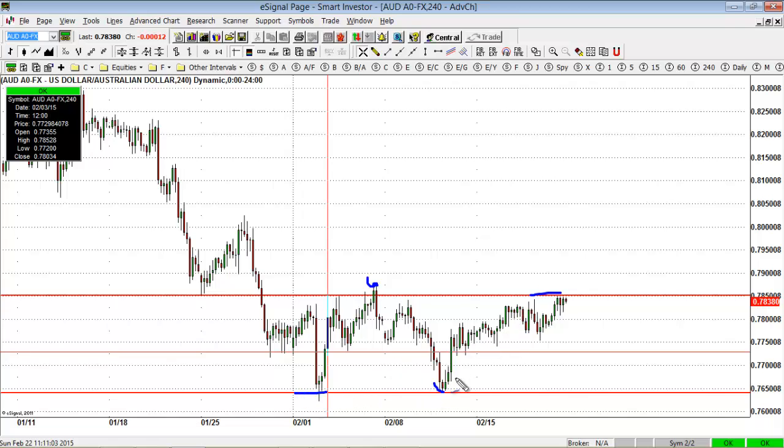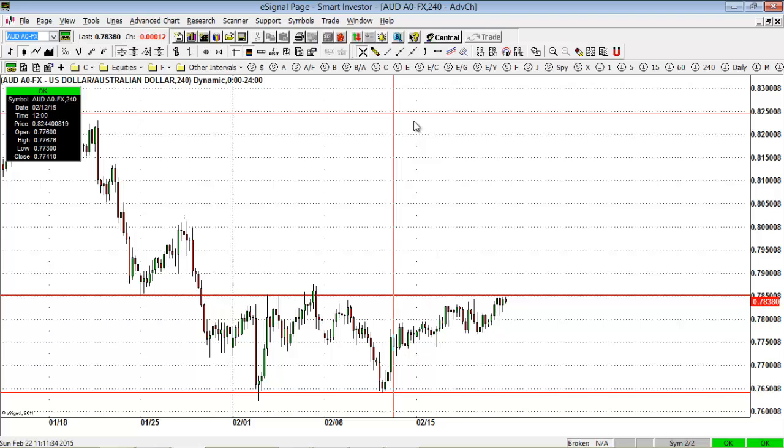So let's say you are day trading, you will be looking for the level of 78.30 up to maybe about 79 or so as the top of the channel, and the 76.50 as the bottom of the channel.